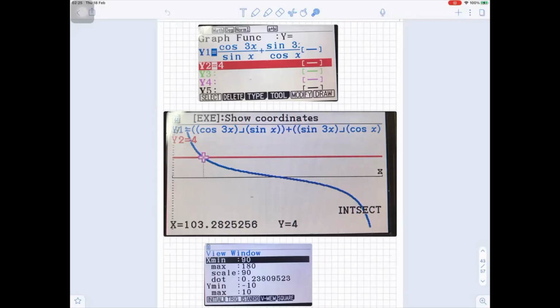And what is the value of x there? x is 103.2, which you can round to 103.3 degrees. So that is your answer. The calculator gives you your answer.